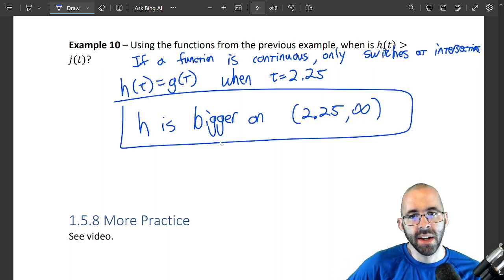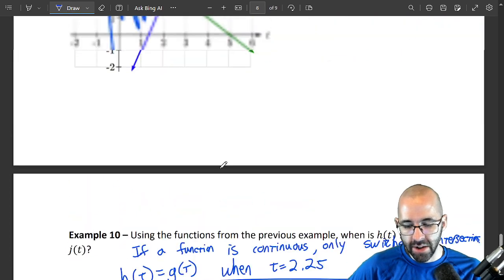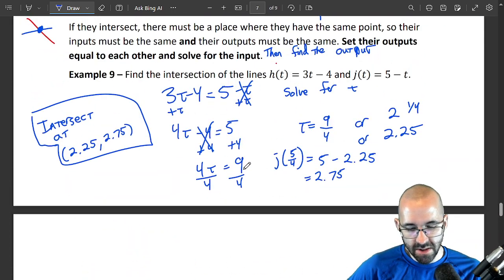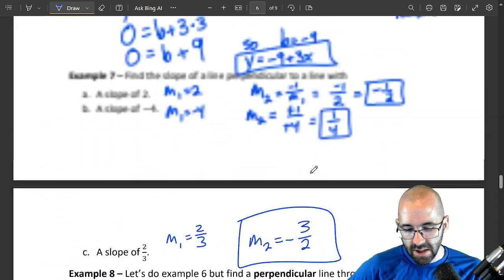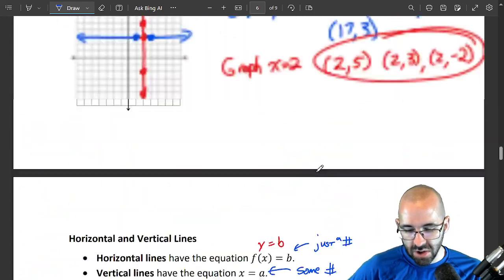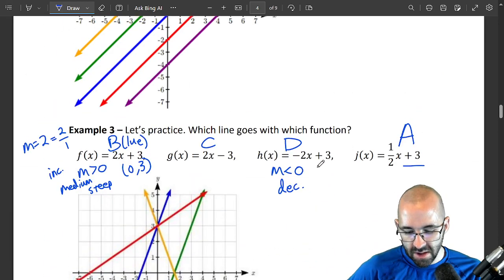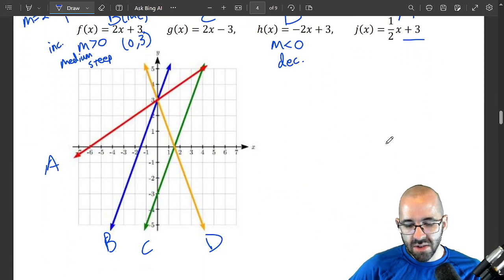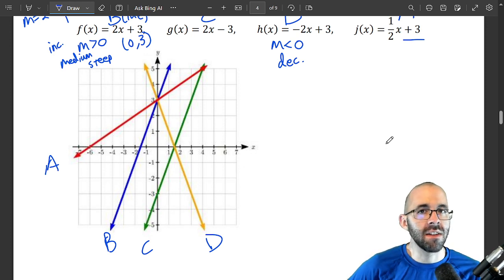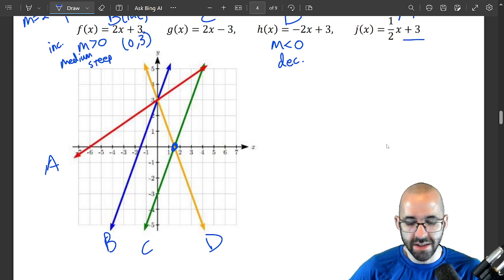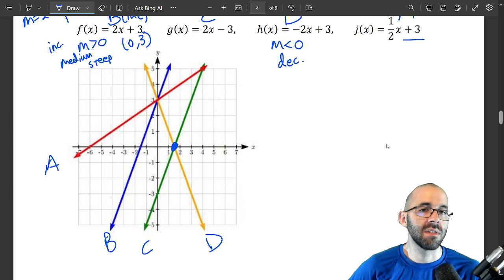Okay. Let's do one more quick example of this. Let's look at two more functions. If I asked, when is C bigger than D? All we have to do is find the intersection. Where does C cross D? And then we can answer the question. Okay, so that's what you're looking for in this video.